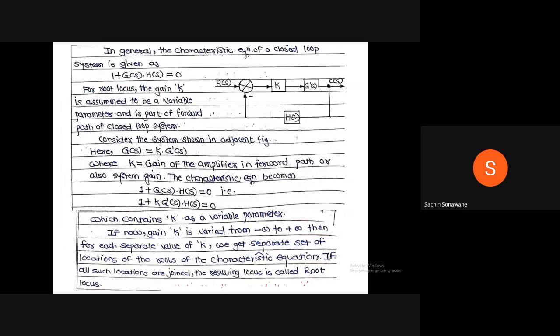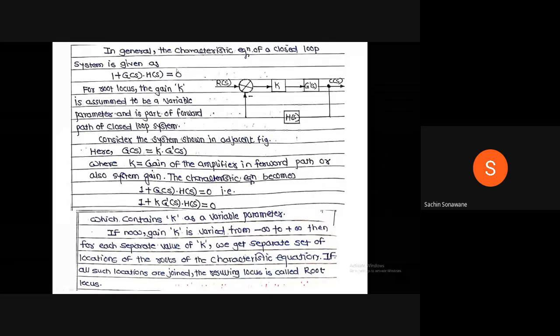In general, the characteristic equation of a closed loop system is given as follows. Now, this is the closed loop system you are observing. R(S) is nothing but input, H(S) is nothing but feedback, C(S) is nothing but controlled output. Therefore, its characteristic equation is 1 plus G(S)H(S) is equal to 0. Why is this plus sign here? Because here there is negative feedback. If negative feedback is there, then here we have to give a plus sign.